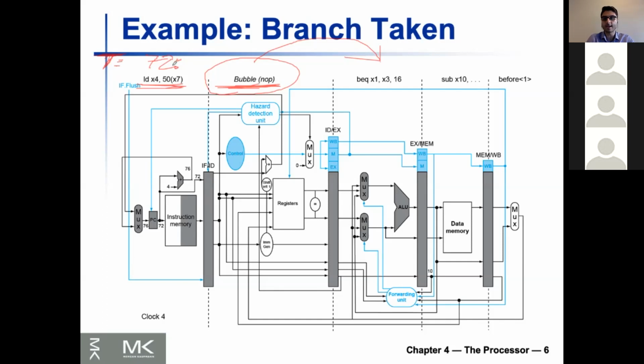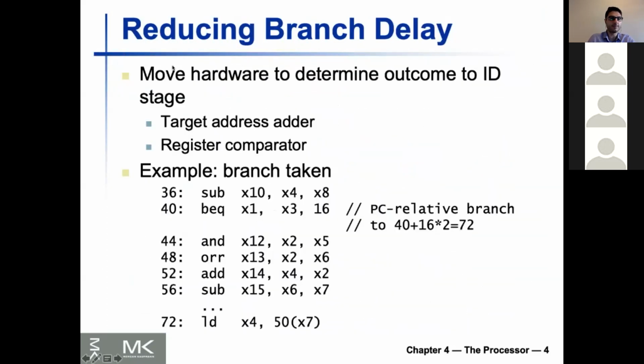If it didn't take the branch, look what would have happened. It would have been here. We would have executed line 44 at PC, right? It would have been an AND instead of this one. So we took the branch and the PC is at 72. All right.